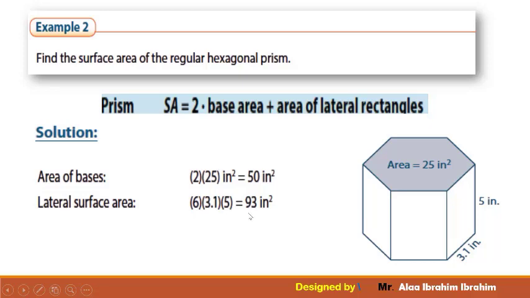So we have 93. To find the surface area with a prism, the other one was a pyramid with 1 base, but here we have 2 bases, up and down, top and bottom. So I multiply here by 2, so we have 50 here. So 2 bases means 2 times 25, which is 50, and lateral 93. So we add them together. We have the surface area. Surface area means all the surface area or all the areas I have in this shape.